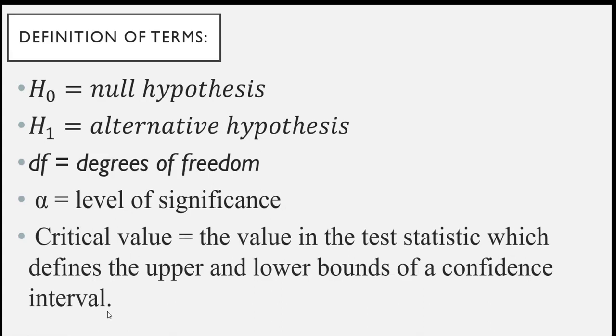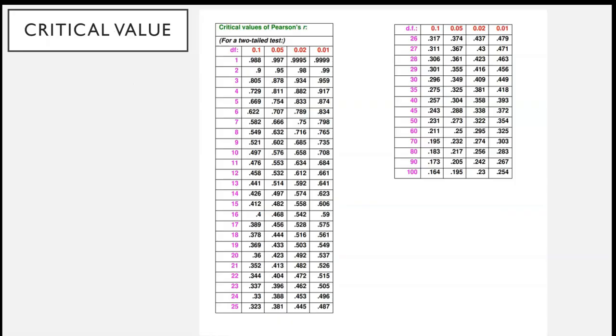Critical value is the value in the test statistic which defines the upper and lower bounds of a confidence interval. This will be our basis whether we want to accept or reject our null hypothesis. We're going to use the degrees of freedom and the level of significance to find the critical value of our test. Now, for the critical value, we use the following table in determining the critical values for Pearson. Later on, we will learn how to get our critical value based from this table.